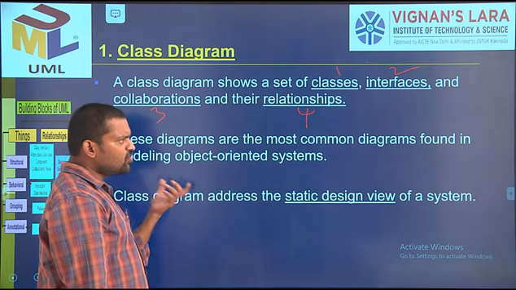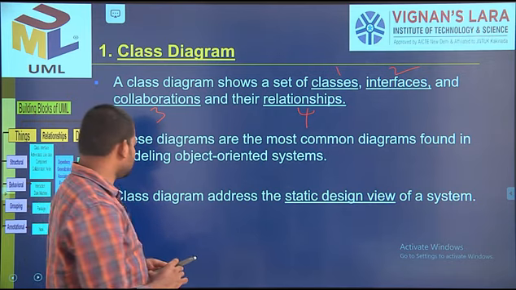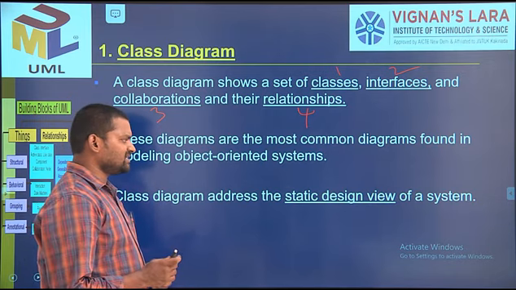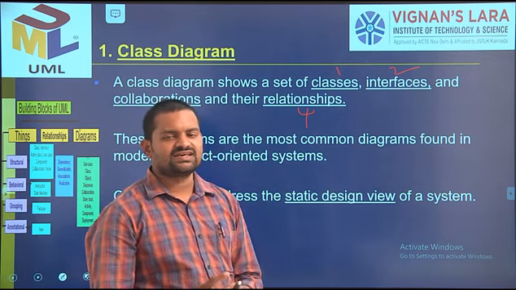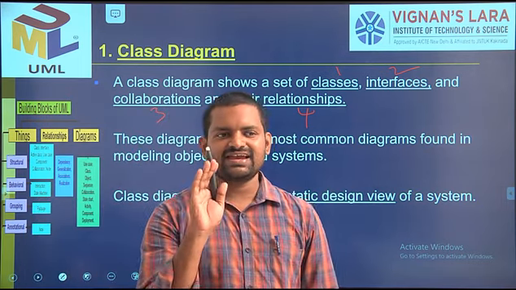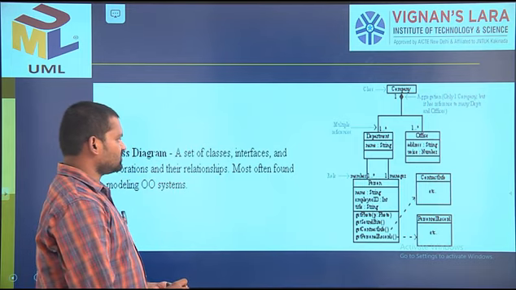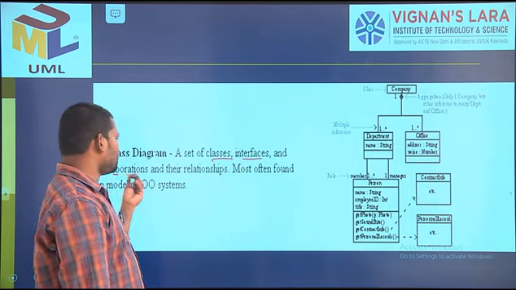These are the most common diagrams found in the modeling of object-oriented systems. So the class diagram addresses the static design view of a system. What does the class diagram address? The class diagram addresses the static design view of a particular system. Right, so this is the structure of the class diagram. A class diagram contains classes, interfaces, collaborations and their relationships.